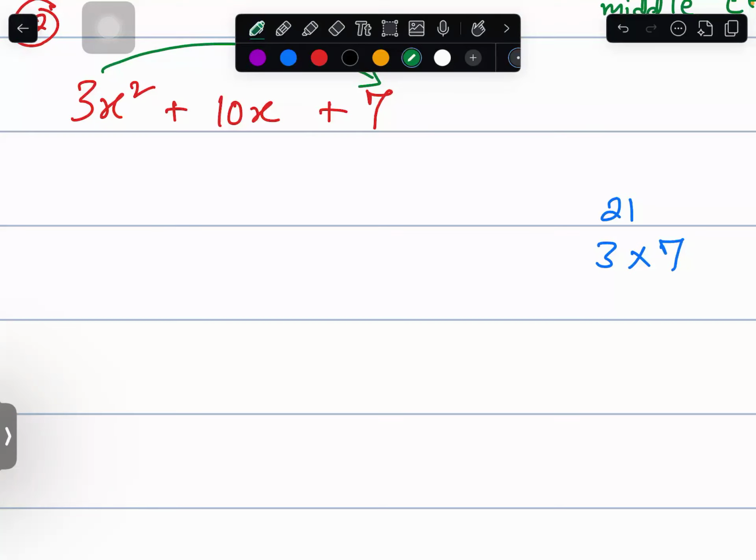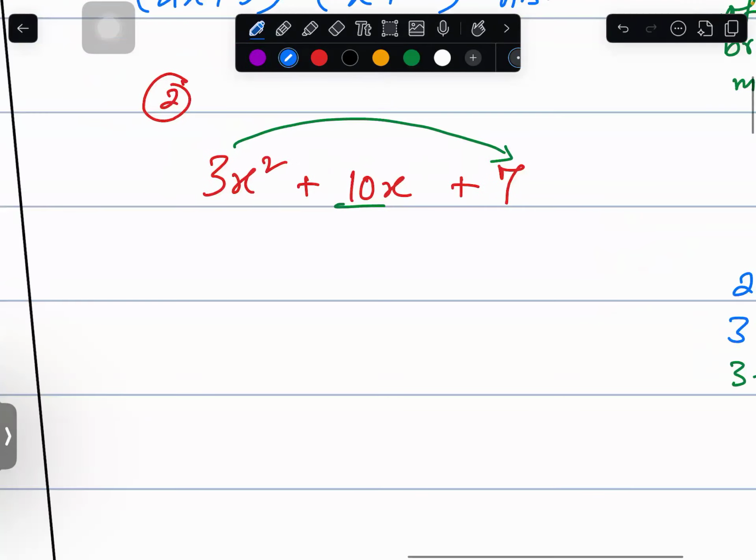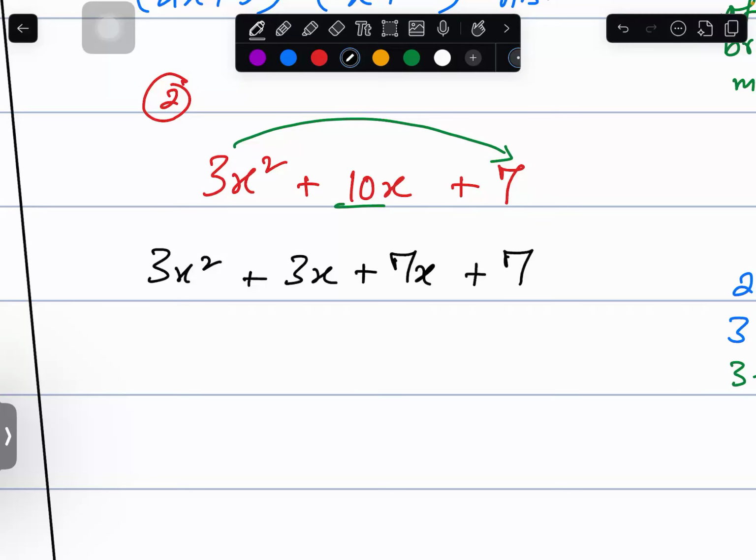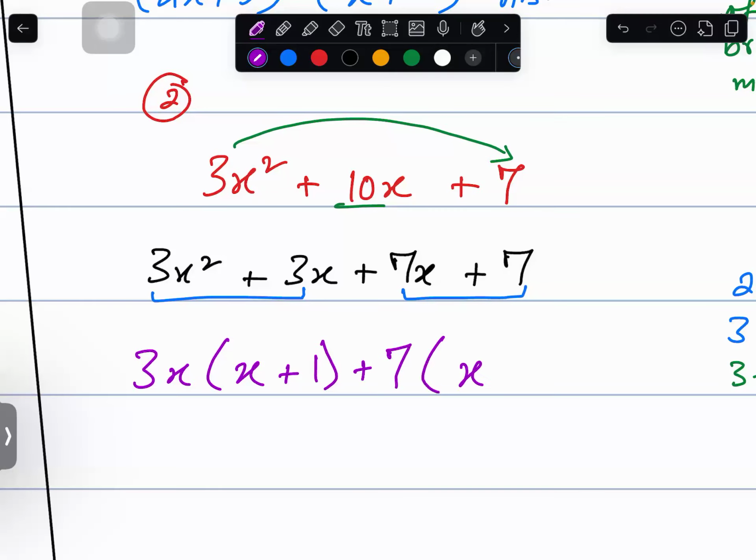Now it's quite simple because if I add 3 and 7, I get a 10, which is the middle number, which means that I can simply break the middle term as 3x squared plus 3x plus 7x plus 7. 3 plus 7 is 10. Now, the next step is we just take the common between the first two and the last two terms, which is going to look like 3x, and inside the bracket I will have x plus 1, and in the second one I have 7 as common, so 7 will come outside and inside the bracket will be x plus 1. Now I have these two brackets entirely same.